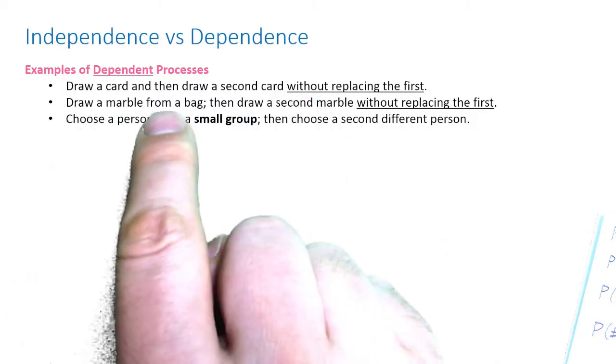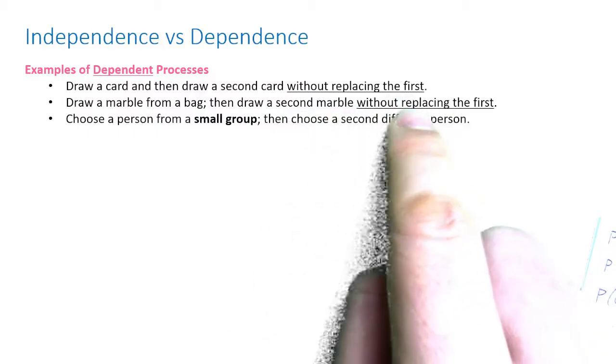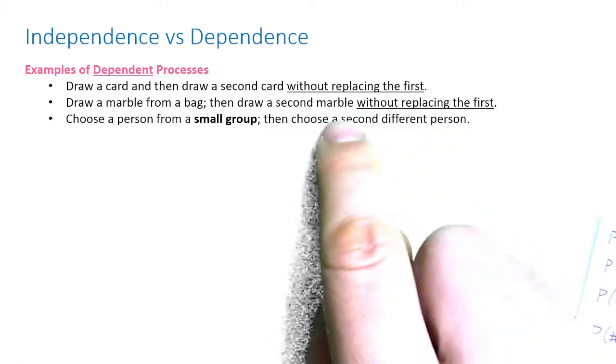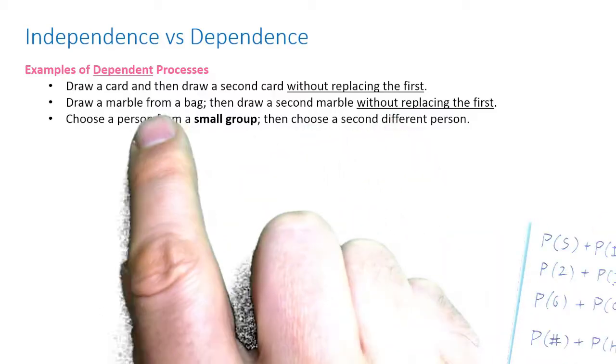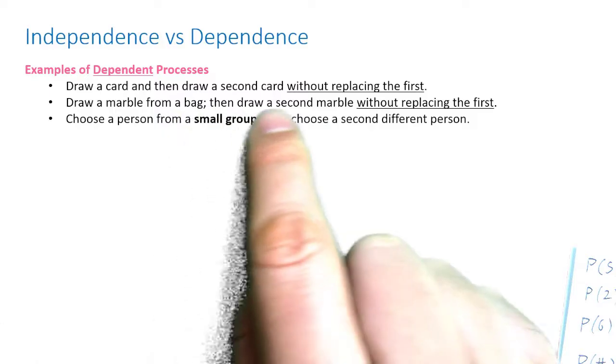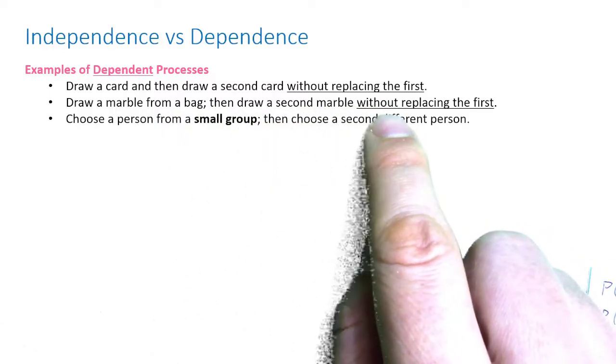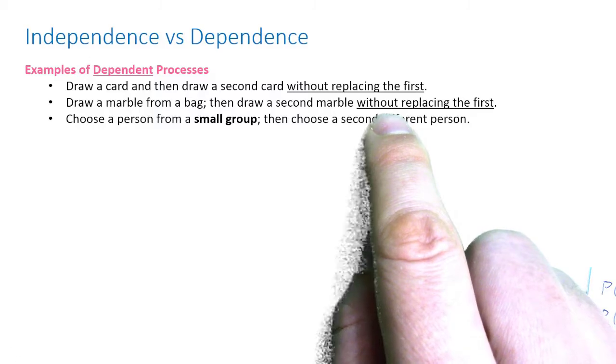If I draw a marble from a bag and then draw a second marble without replacing the first marble, well, these are dependent events. The characteristics of the first marble will influence the likelihood of getting certain characteristics on the next marble, because I have removed a type of marble from the bag.